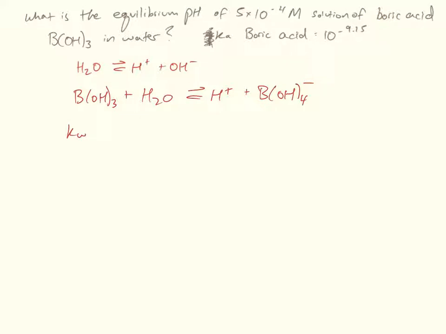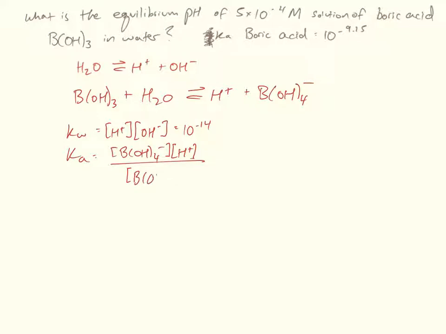So first we write our equilibrium expression for water. Kw equals H plus times OH minus, which equals 10 to the minus 14th. And then we have Ka. We're going to have BOH4 minus times H plus. The activity of water is just 1, so we're left with BOH3 on the bottom.